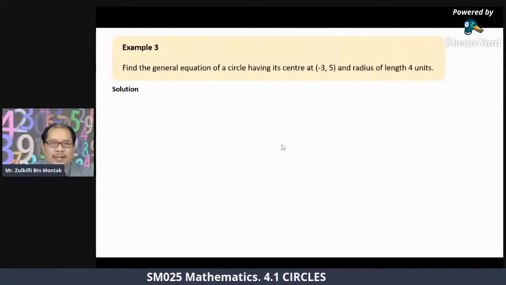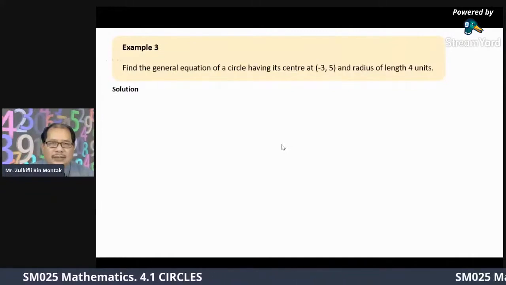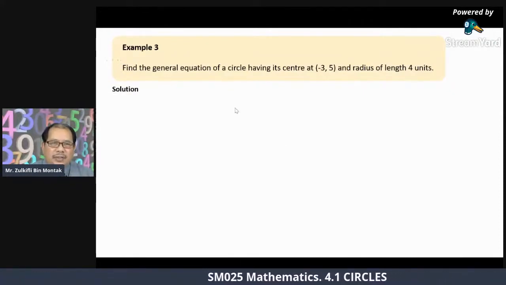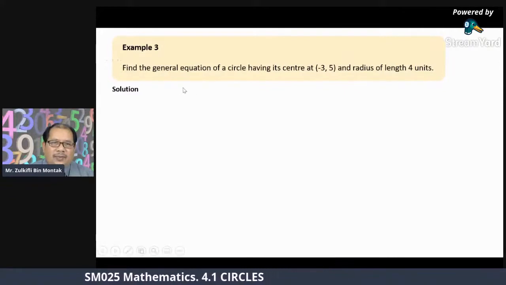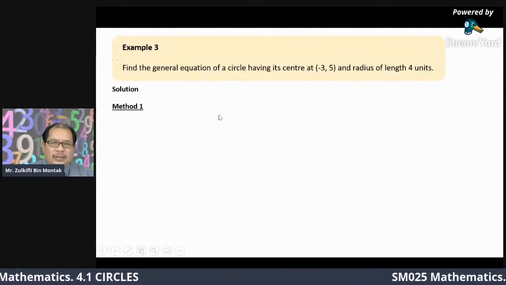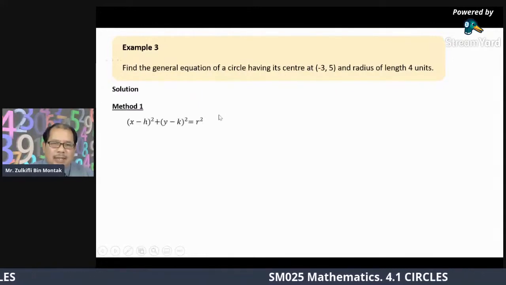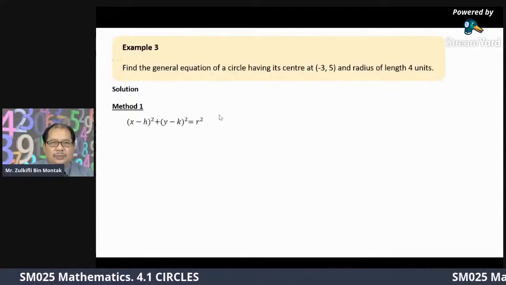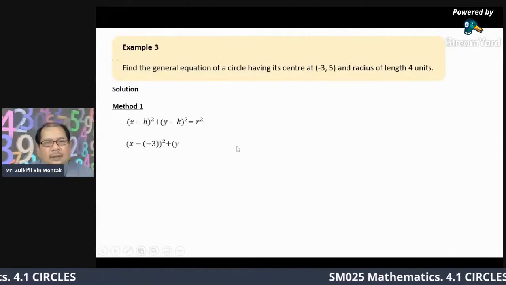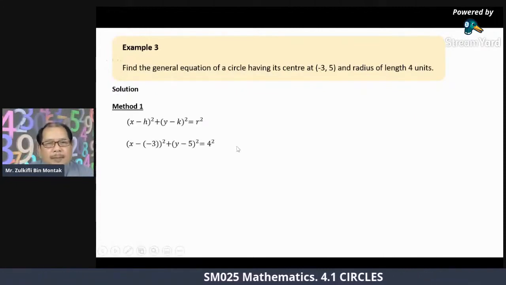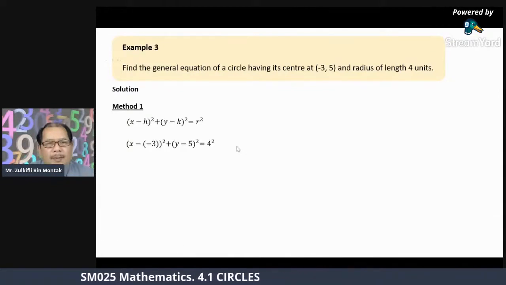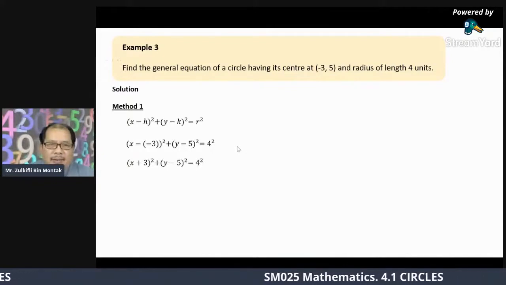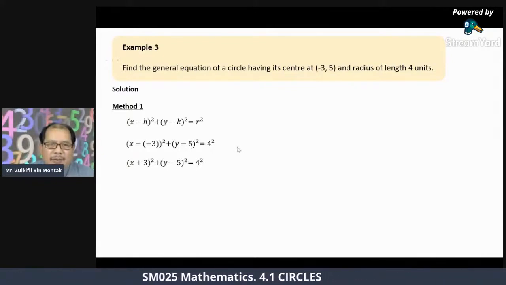Example 3, find the general equation of the circle having the center (negative 3, 5) and the radius of length 4 units. We can find the equation of the circle using two methods. Method 1, using the standard form x minus h square plus y minus k square equal to r square. Now we substitute the value of h, the value of k, and the value of r, the radius. We get x plus 3 square plus y minus 5 square equal to 4 square.